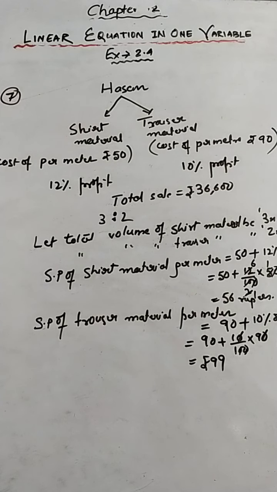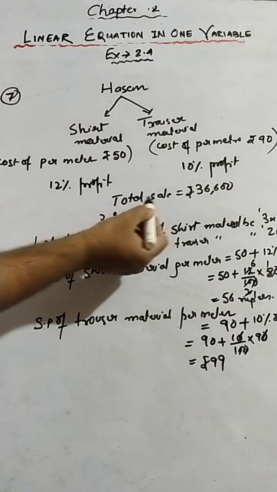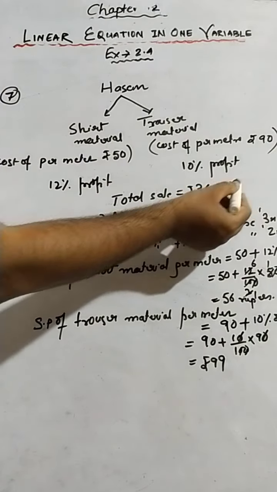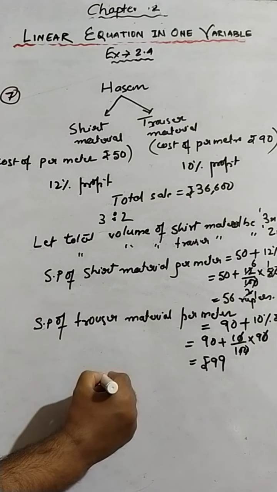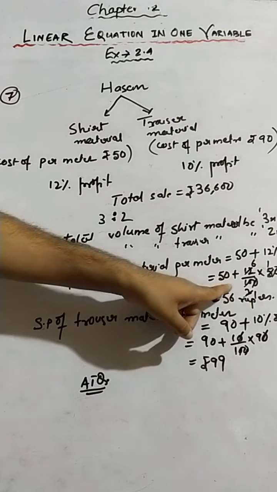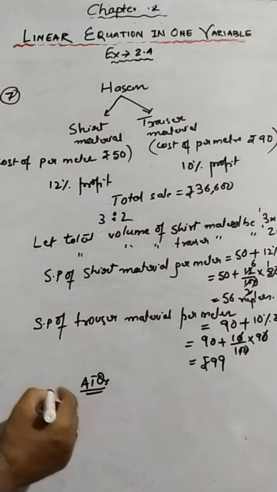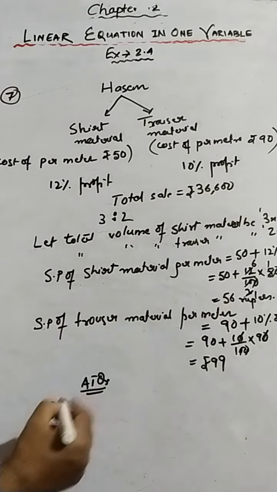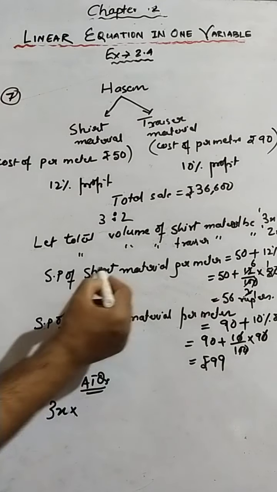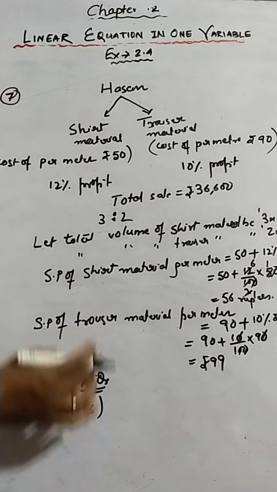Okay. Now, what is the total amount of sale? The total selling price, you can say, is rupees 36,600. Now, according to the question, what is the total volume of shirt material he is buying? 3x. And what is the selling price per meter? 56, isn't it? So what do we have to write? 3x into 56. So we have to multiply it with 56 because this is the total amount for shirt material.